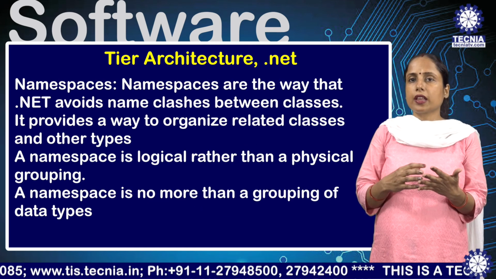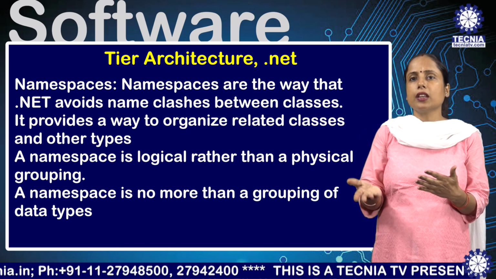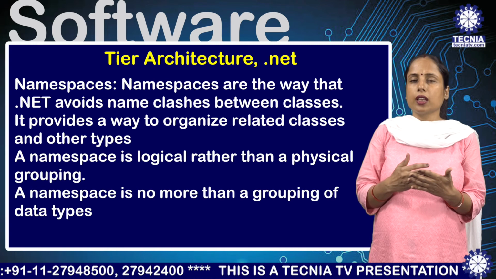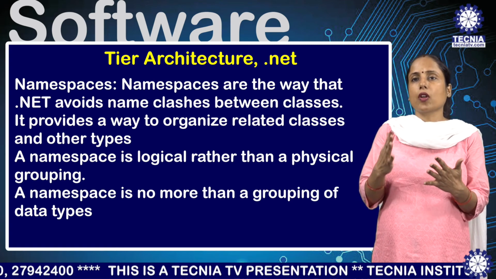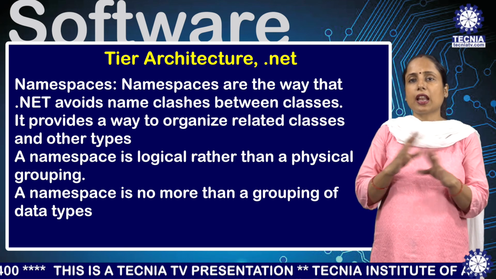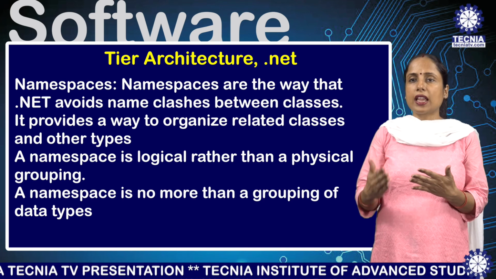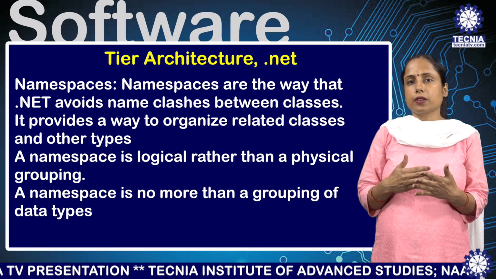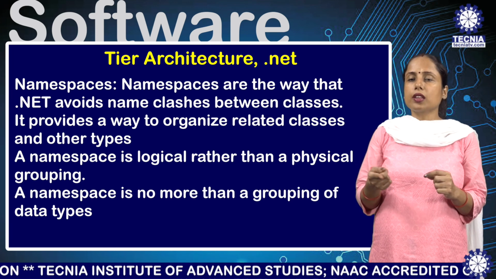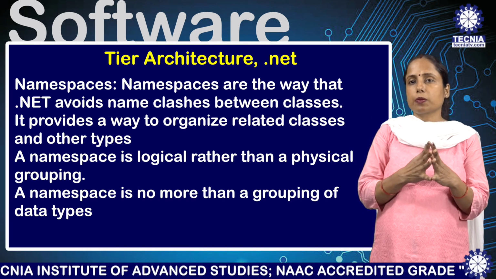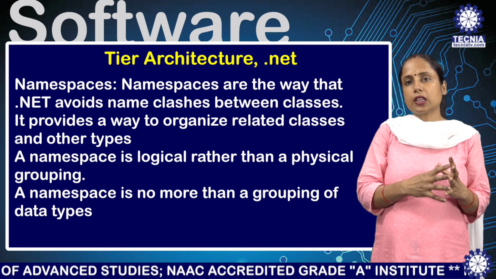There are namespaces which are created in almost every language in .NET. What are these namespaces? Namespaces are the way of .NET to avoid name clashes between classes. It provides a way to organize related classes and other types. A namespace is a logical rather than a physical grouping. It is no more than a grouping of data types. We can club different types of data under different namespaces.